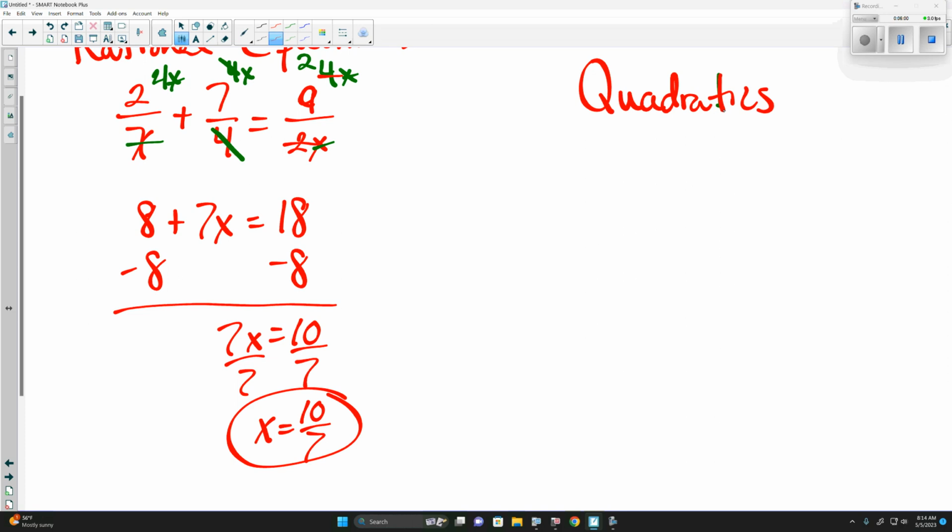Quadratics. What is one of the key things that will tell us that an equation is a quadratic? If it has what? x squared. If it has x squared, it's quadratic. If it has x cubed, it's cubic. Kind of a giveaway is that it has x squared.